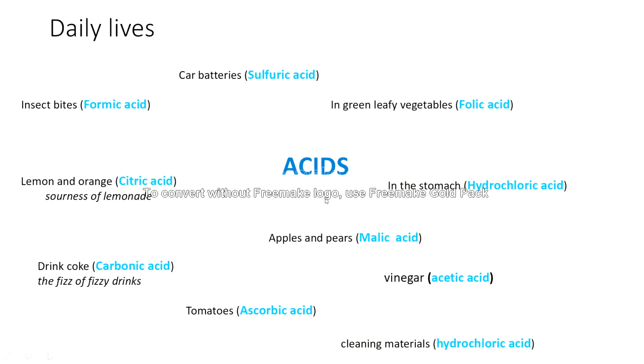So I have lemon and orange. We have citric acid in lemon and orange. In apples and pears, we have malic acid. In vinegar, we find acetic acid. In tomatoes, we find ascorbic acid. We have an acid in vegetables, that is folic acid. When an insect bites us, it's as if it gives us formic acid.